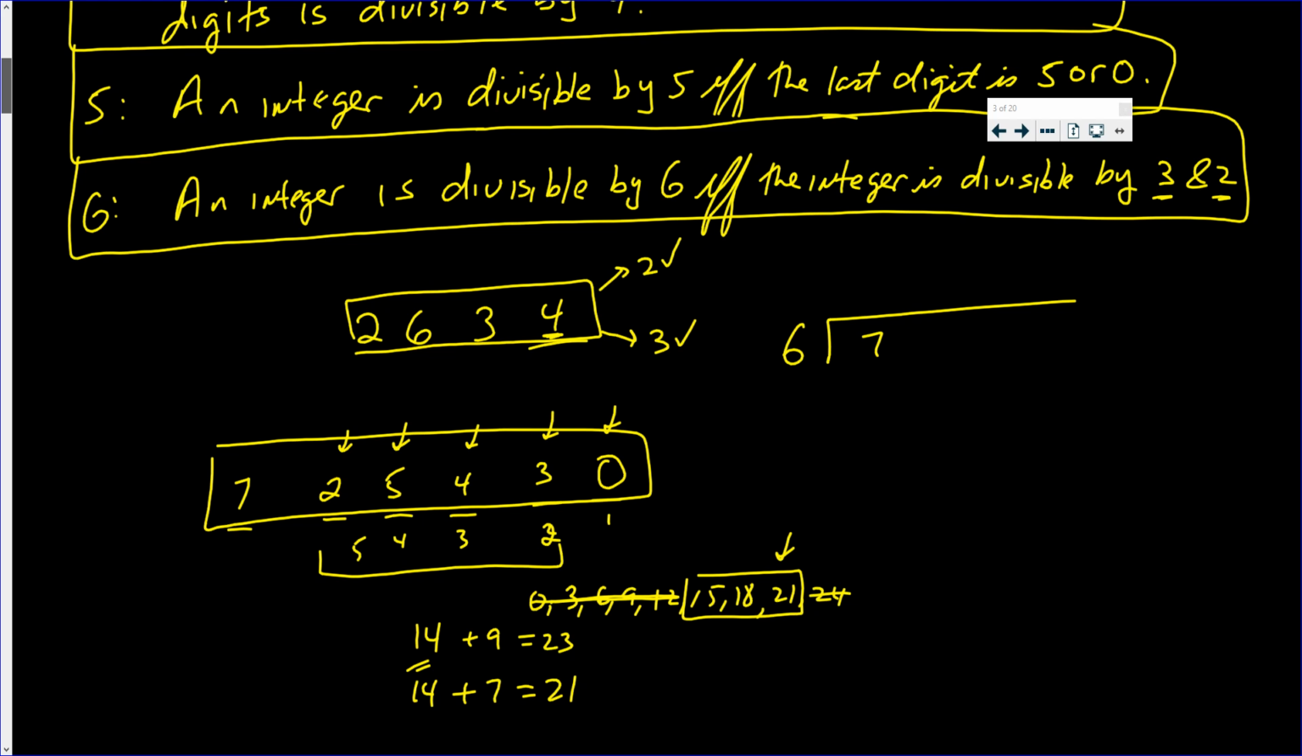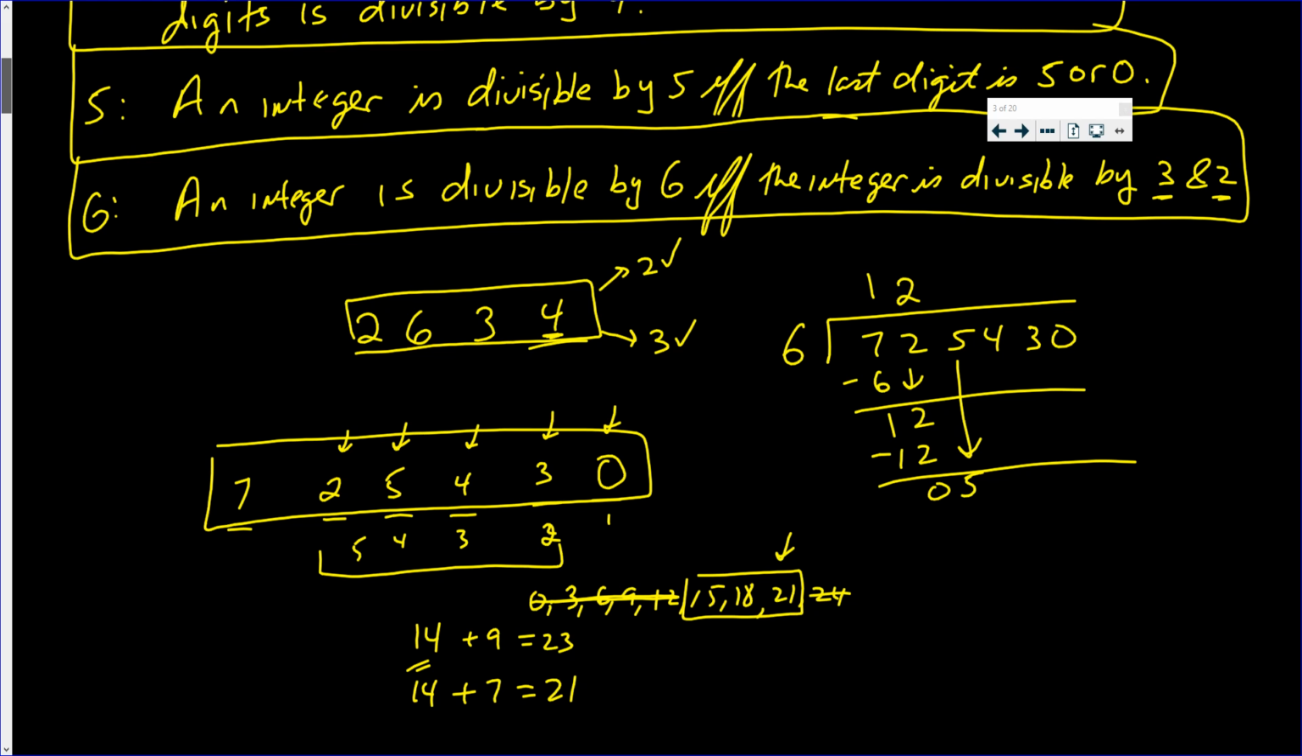6 into 7, 2, 5, 4, 3, 0. 6 goes in there 7 one time with 1 left over. Bring down the 2. 6 goes into 12 with nothing left over. Bring down the 5. 0, 5 is 5. 6 goes into 5 0 times. We subtract, we get 5. Bring down the 4, which is not a 9. And then ask yourself how many times does 6 go into 54?